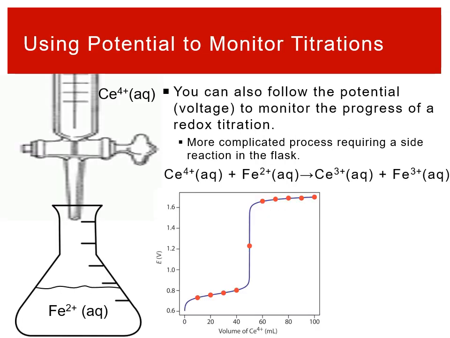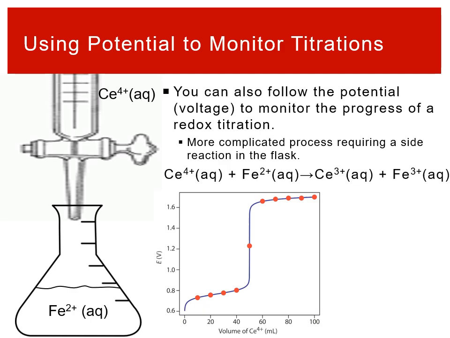If you don't want to use color change, you can also use voltage to measure the progress of a redox titration. You're measuring what's called the potential. This is a measurement of the flow of electrons in these sorts of redox chemical reactions. We'll touch more on this as we move through this chapter. But this is just a number that is characteristic of the ions that you have in solution.